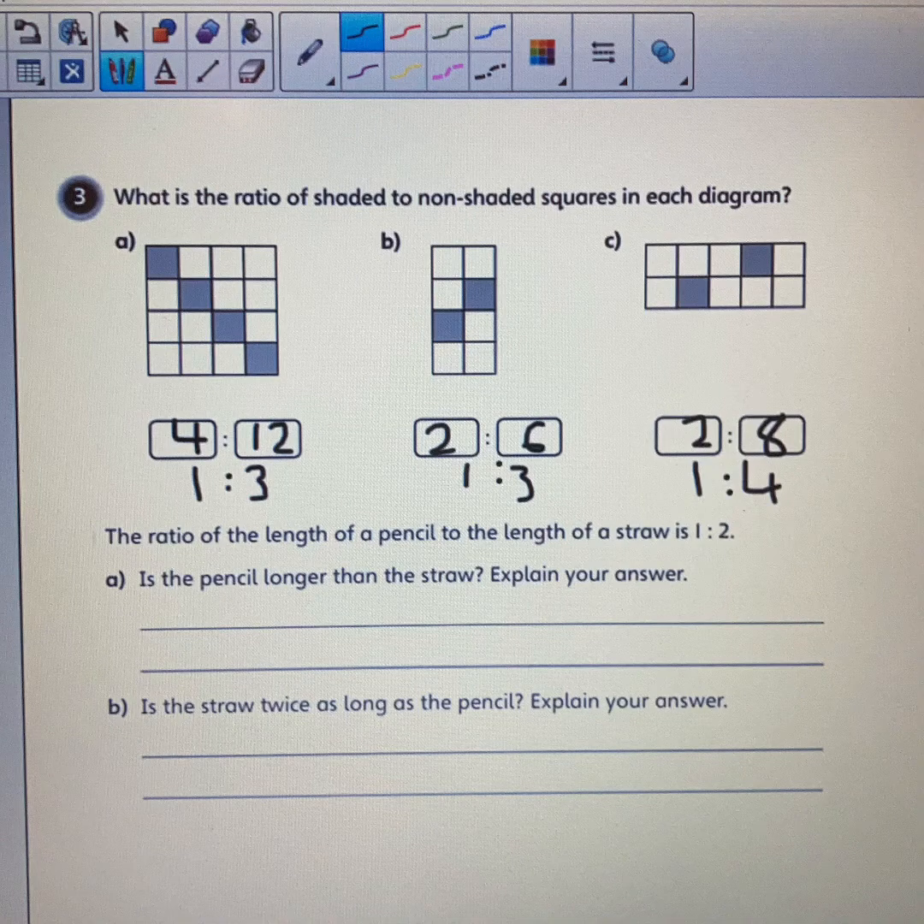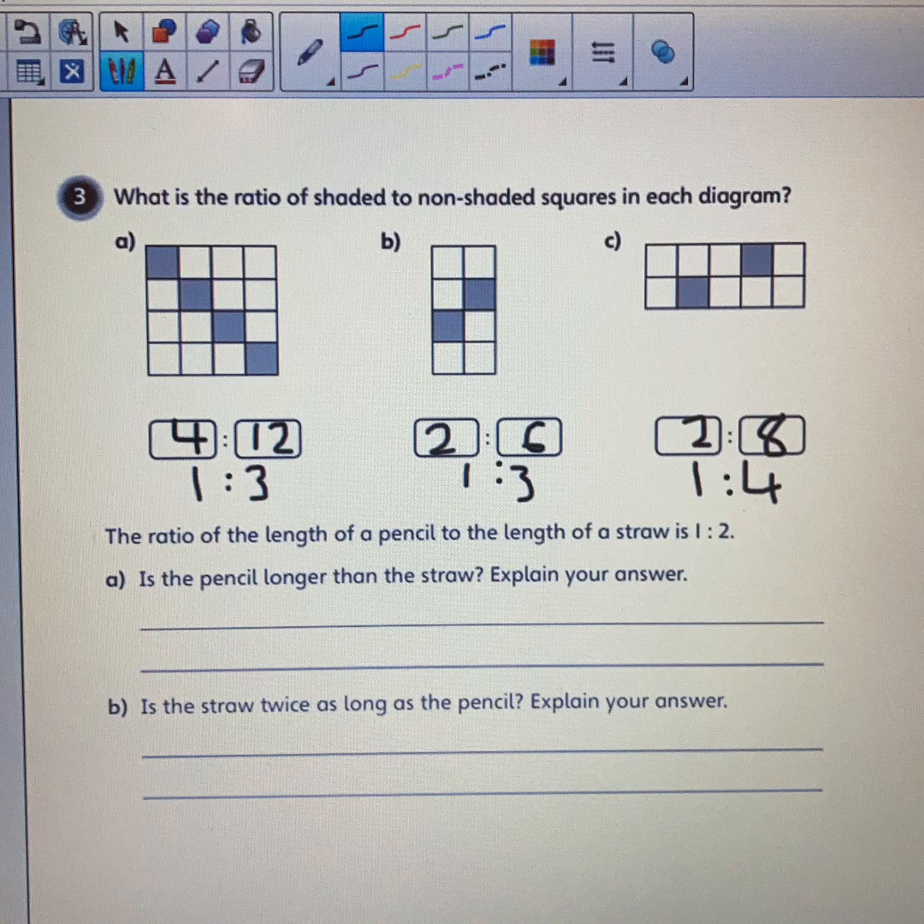Okay then, so last 2, we're looking at the ratio of shaded to non-shaded. So the shaded number needs to come first. So for the first one, it was 4 shaded, 12 non-shaded. Simplify it, divide them both by 4, 1 to 3. For B, 2 shaded to 6 non-shaded. Simplify them by dividing them both by 2, would be 1 to 3 as well. And then for C, you've got 2 shaded to 8 non-shaded. Simplify them, 1 to 4.